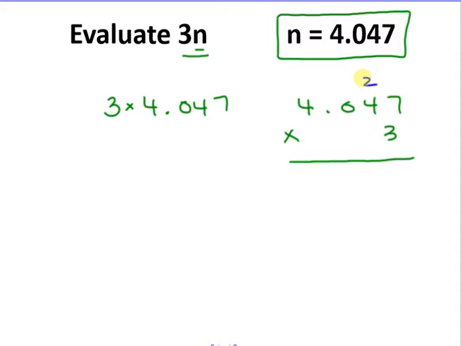3 times 7 is 21, carry the 2. 3 times 4 is 12, plus 2 is 14, carry the 1. 3 times 0 is 0, plus 1 is 1. 3 times 4 is 12.